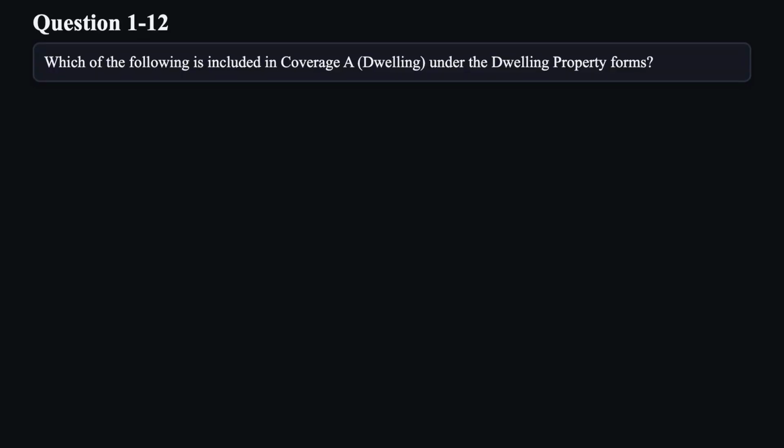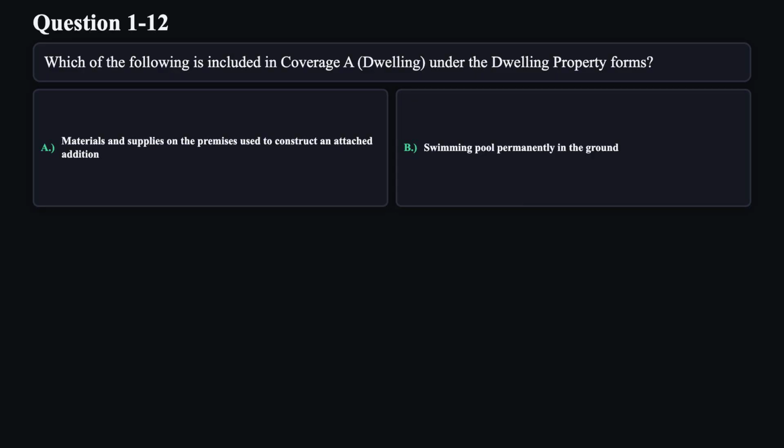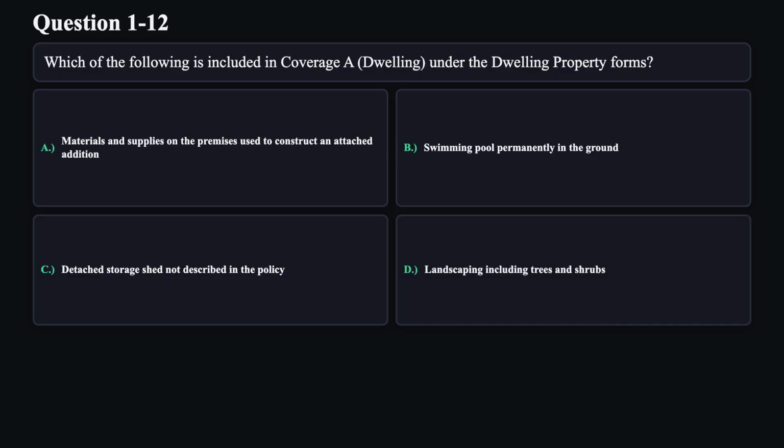Question 12. Which of the following is included in coverage A, dwelling, under the dwelling property forms? A. Materials and supplies on the premises used to construct an attached addition. B. Swimming pool permanently in the ground. C. Detached storage shed not described in the policy. D. Landscaping including trees and shrubs.